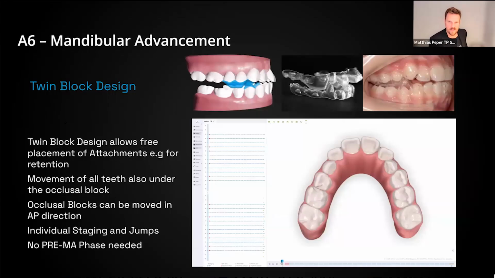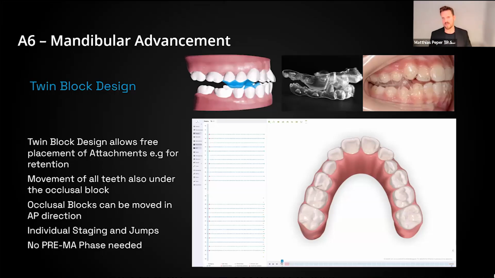A6, mandibular advancement. So we have what I explained to you at the beginning, we have a twin block design. The twin block design allows a free placement of attachments for the retention. We have the movement of all teeth also under the occlusion block. But be careful, if I have a class 2 division 2, we would also suggest to use the pre-MA phase to start with the proclination first to create some space for the lower jaw.